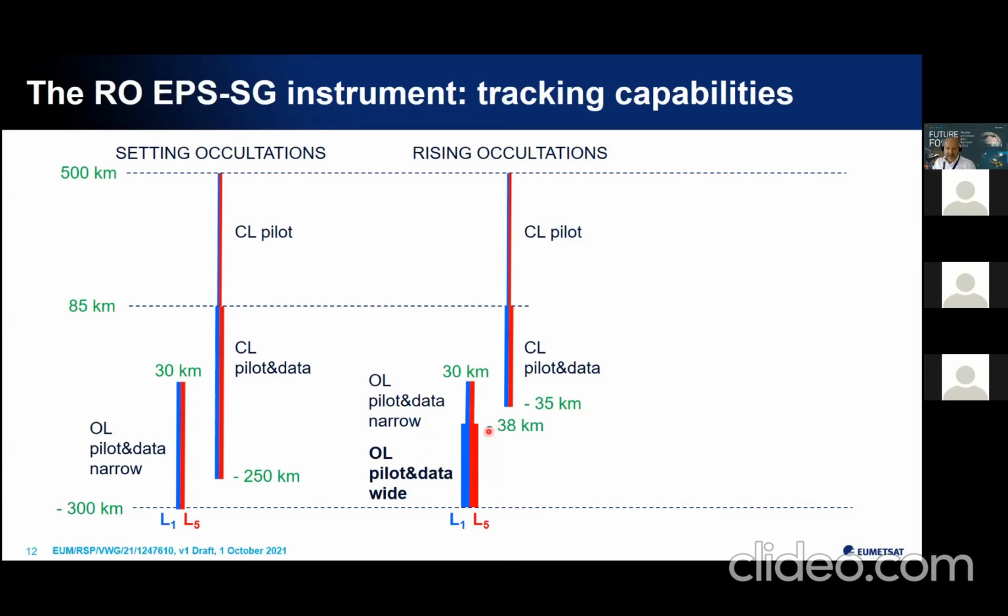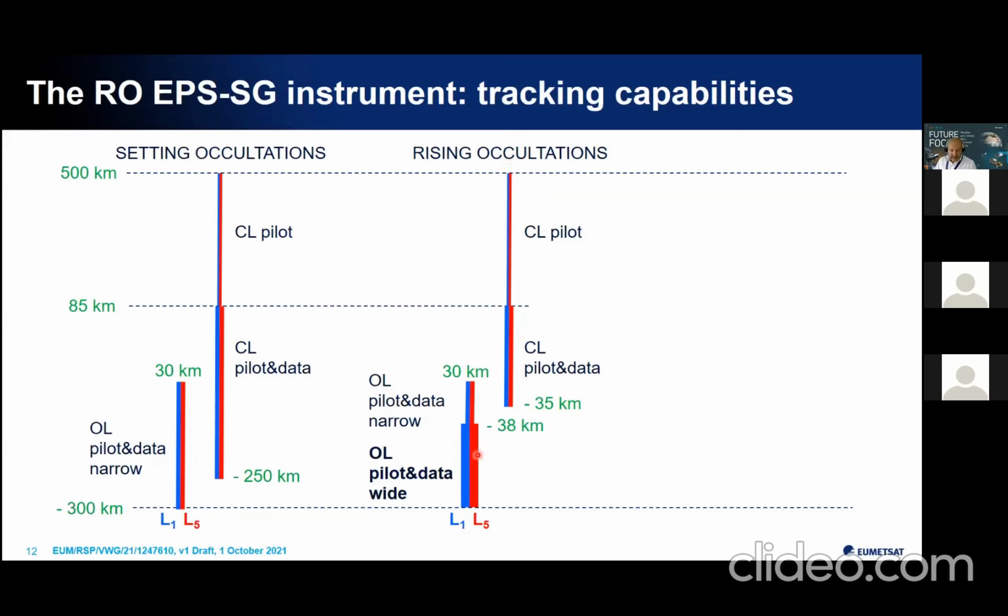Then from minus 38 kilometers to 30 kilometers, the signal is continuously tracked in open loop, both the pilot and data component, but in this case, the signal is expected to be in one channel and not in the other. So 5 correlators will be enough. Then in parallel, there will be the closed loop tracking for pilot and data up to 85 kilometers and only for the pilot component up to 500 kilometers.